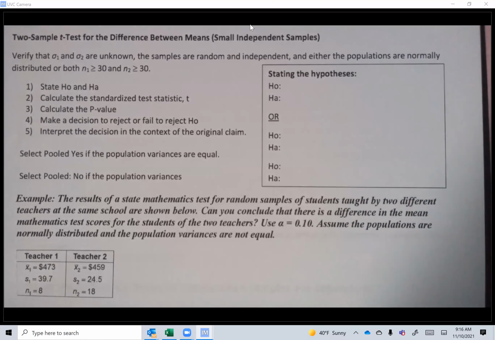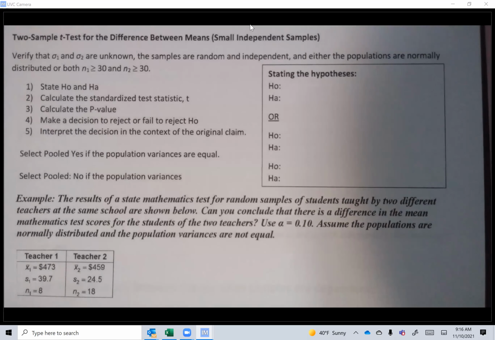So, two sample t-tests for the difference between two means. Usually the samples are small and sigma 1 and sigma 2 are unknown. Unlike section 8.1, where sigma 1 and sigma 2 were known, and we ended up using the z-test instead. So we use a t-distribution in this section. In the previous section, we used a z-distribution.